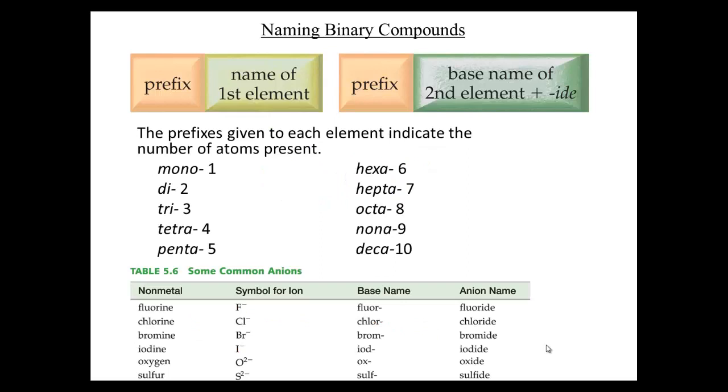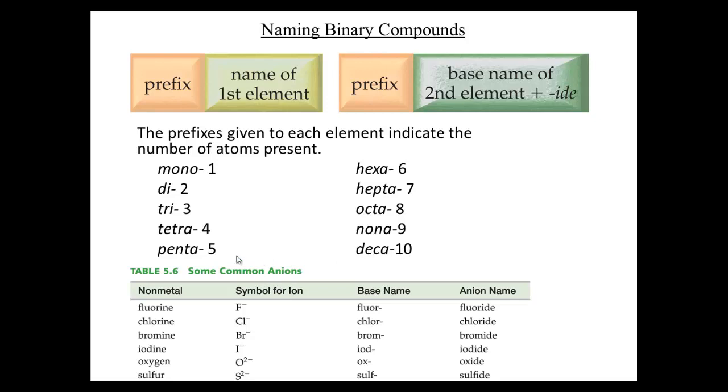And the last concept I'm going to quickly go over with you so you can understand what's going on with the lectures is how to name binary compounds, or even how just to read them, what you're reading. So the general idea is you have a prefix and the name of the first element, and then a prefix and the base name of the second element plus "ide". All right, so just to show you the prefixes, like mono is 1, di is 2, tri 3, tetra 4, penta 5, hexa 6, hepta 7, octa 8, nona 9, and deca 10.